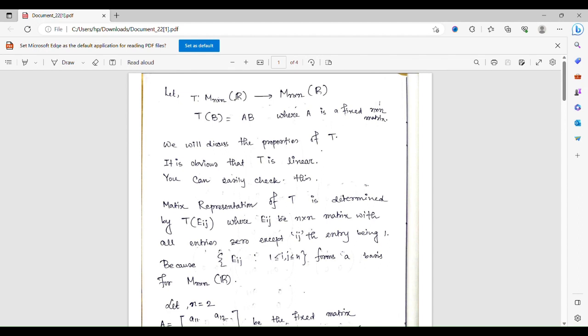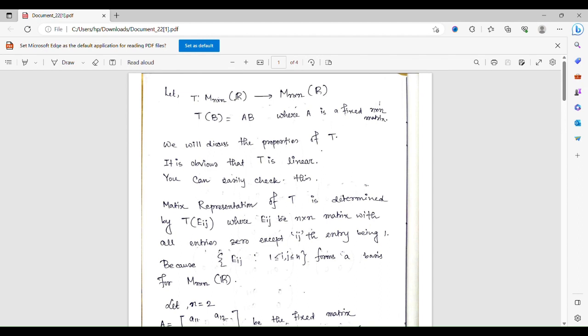Let T be a linear operator from the set of all real n cross n matrices to the set of all real n cross n matrices, where T of B is basically AB, and A is a fixed n cross n matrix. It is quite obvious that T is linear. You can easily check this. Now to discuss the properties of T, we need to know the matrix representation of T.